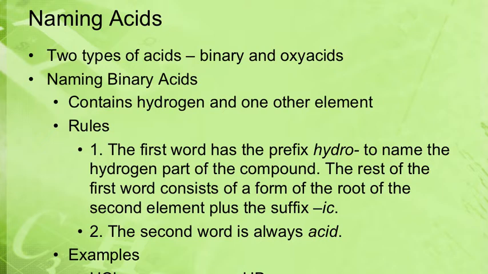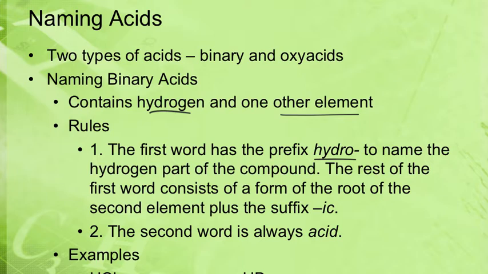There are binary acids and oxyacids. So to name a binary acid, here are the rules. It has to contain hydrogen and one other element. So it's usually just hydrogen and one other thing. The rules are the first word has the prefix hydro to the name of the hydrogen part of the compound, and the rest of the first word consists of the form of the root of the second element plus the suffix -ic, and then the second word is acid.